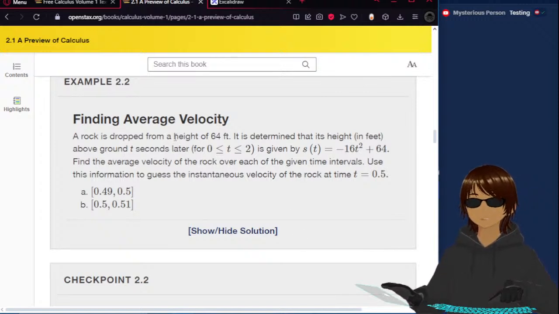A rock is dropped from a height of 64 feet. It is determined that its height in feet above ground t seconds later is given by this. Find the average velocity of the rock over each of the given time intervals. Use this information to guess the instantaneous velocity of the rock at time t equal to 0.5.